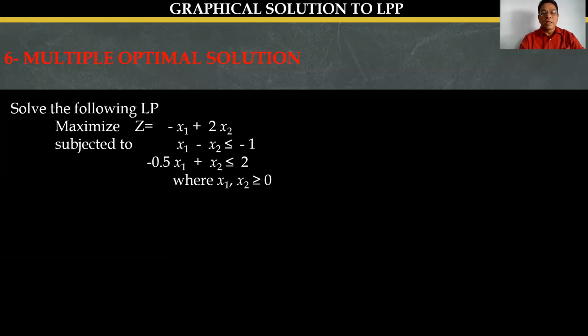Now, since we have seen the sums of maximization type and minimization type, and we have understood how to find the final value of z, we'll see something different which is called multiple optimal solution. The name itself suggests that there will be more than one optimal solution. There will be more than one optimal solution. And for that, we have this question. Let us solve this.